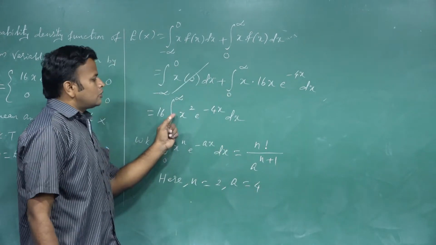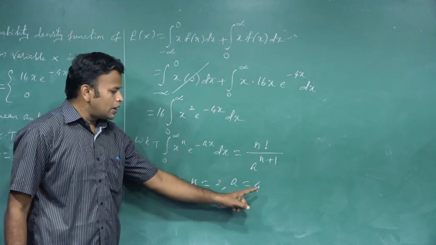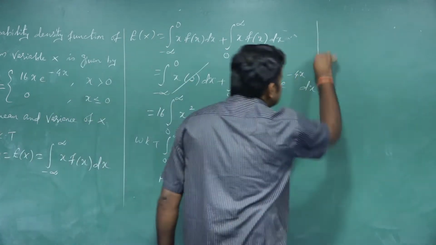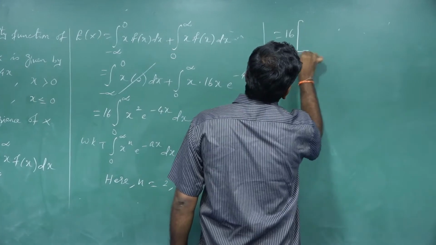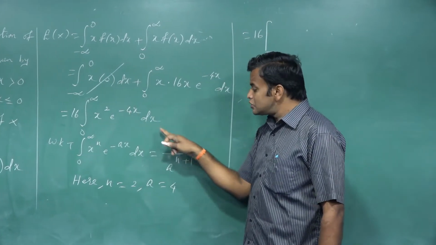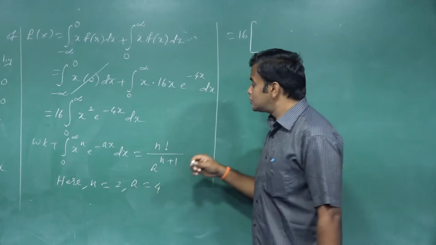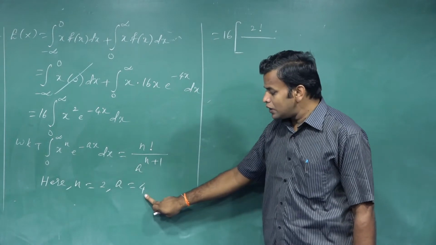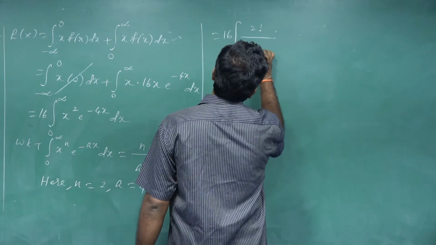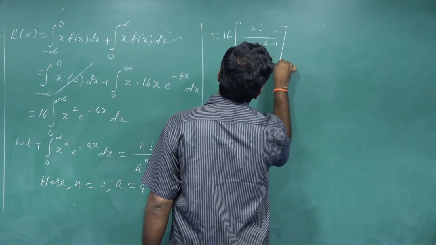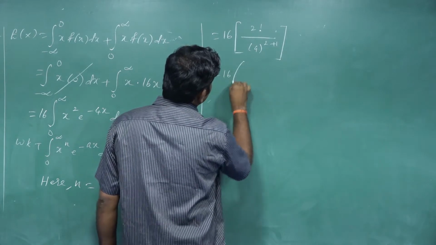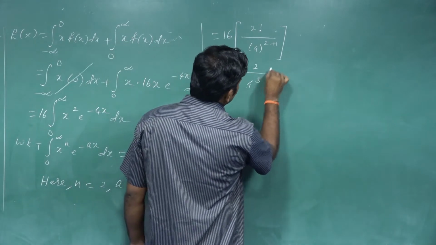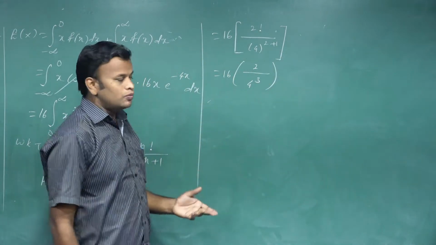So in this integration, we substitute n equal to 2 and a equal to 4. But outside of the integration 16 is a must, right? So outside we write the 16. Now use this integration value, starting from n factorial. The value of n is 2, so 2 factorial divided by a power n plus 1. The value of a is 4, so 4 power 2 plus 1. So 16 into 2 factorial, 1 into 2 is 2, by 4 power 2 plus 1, which is 4 cube.